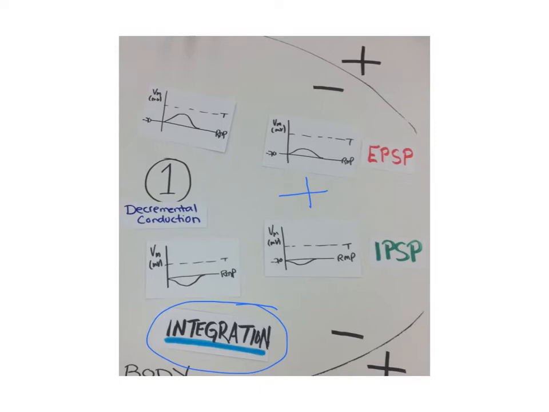However, these responses could be varied. If we had a very large EPSP, this IPSP may not cancel out the EPSP. They're added together. We'll discuss later on the concept of spatial and temporal summation, but at this point just realize that the integration is occurring by adding up all of the postsynaptic responses.